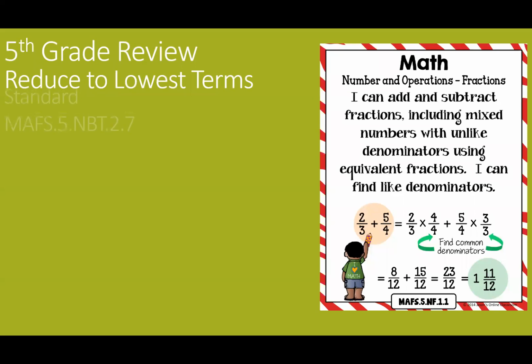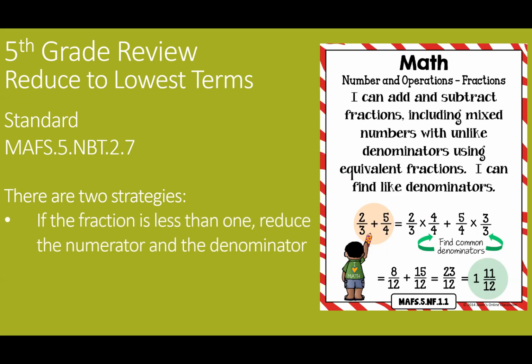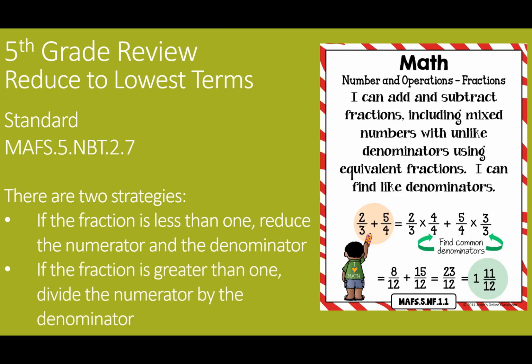Today we are going to reduce fractions to lowest terms, which essentially means finding equivalent fractions through division. We have these two strategies. Strategy one, if the fraction is less than 1, we're going to reduce the numerator and the denominator by dividing. But if the fraction is greater than 1, then we simply turn that fraction into a division problem, and we divide the numerator by the denominator.